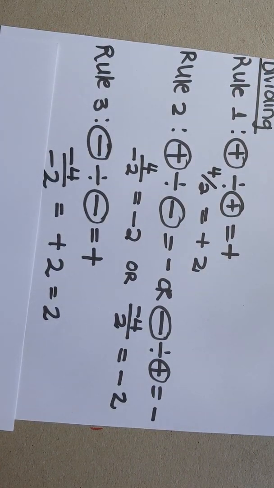The last rule says when you divide a negative and a negative, you get a positive. When you divide negative 4 with negative 2, you get positive 2. Therefore, your answer is 2.